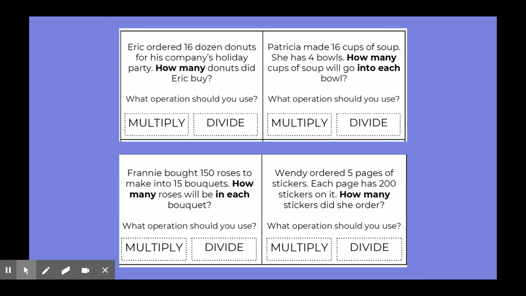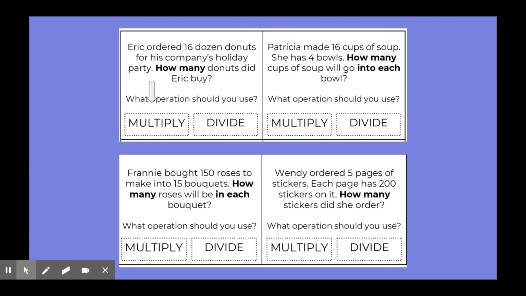I don't know the total, so this is a multiplication problem. What am I going to multiply? I'm multiplying 16 times 12. And the product is 192. Eric bought 192 donuts in all.